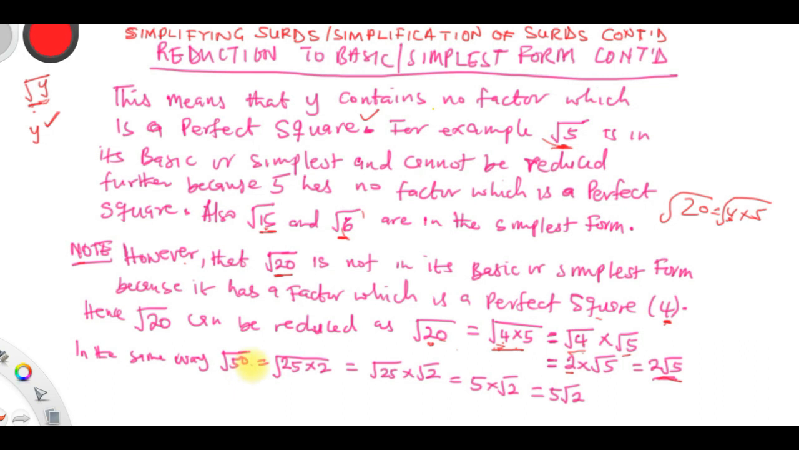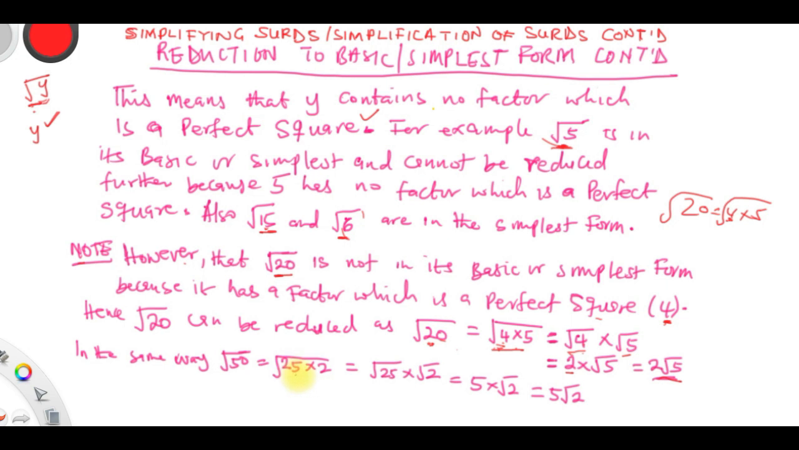In the same way, the square root of 50 is not simplified. Why? Because 50 has a factor which is a perfect square. What is that factor? The factor is 25. 50 has a factor, specifically 25, which is a perfect square. So 25 times 2 gives us 50. 5 times 10 is also 50, but 5 is not a perfect square, and 10 is also not a perfect square.